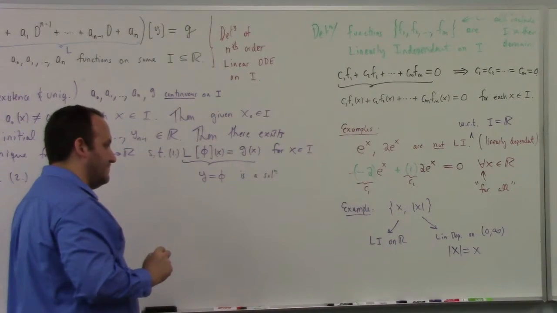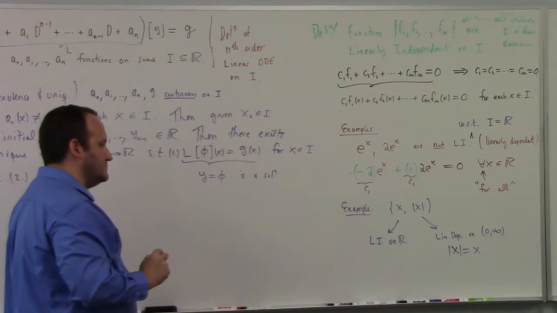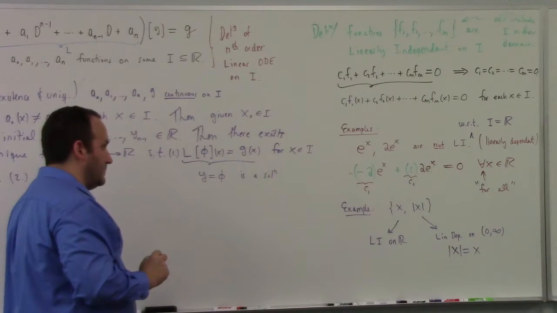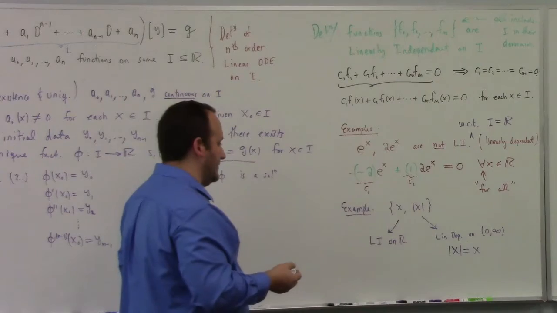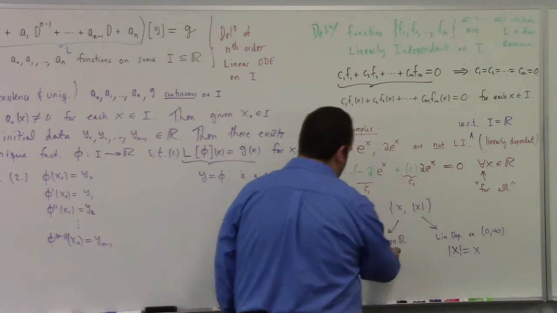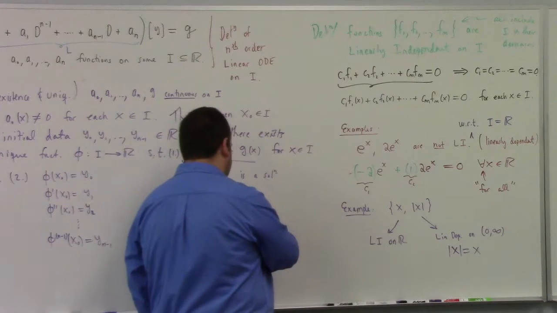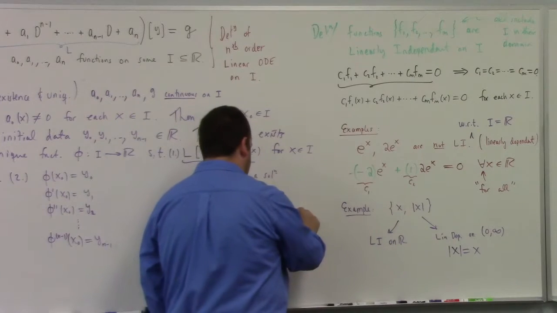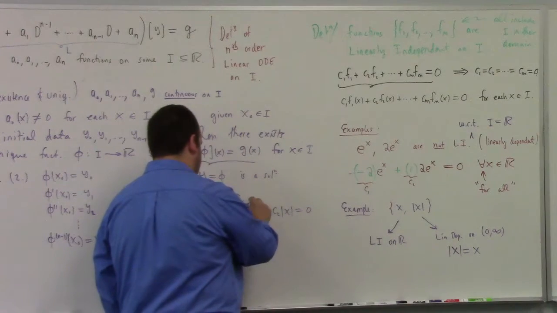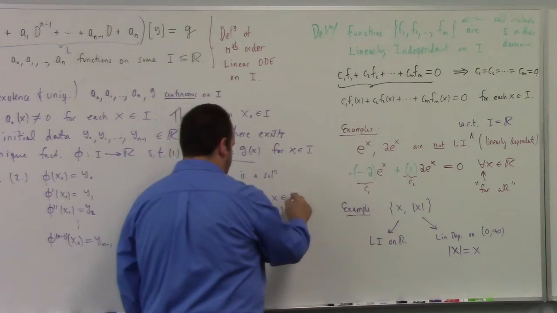Oh, wait a minute. Sorry, all of a sudden I'm doubting myself, but no, this is linearly independent over here on the whole reals. So let's just suppose you have C1 times x plus, let me just work it out for a second here, C2 absolute value of x is equal to 0. And suppose this is true for each x in the reals, right?